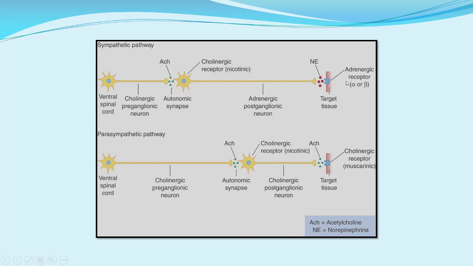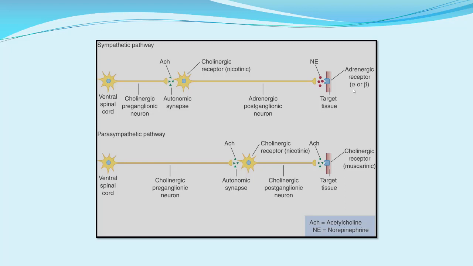Adrenergic receptors, noticed here, can be classified as either alpha or beta, and they can be further subdivided into alpha 1, alpha 2, beta 1, and beta 2 receptors. Alpha receptors can be found in nerves, blood vessels, the iris, and the bladder. Beta receptors are located in the heart, lungs, blood vessels, and liver.